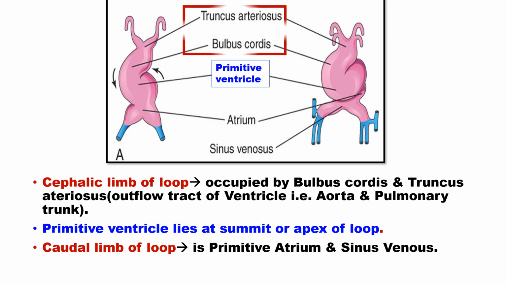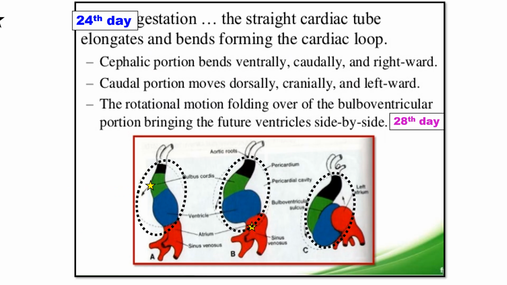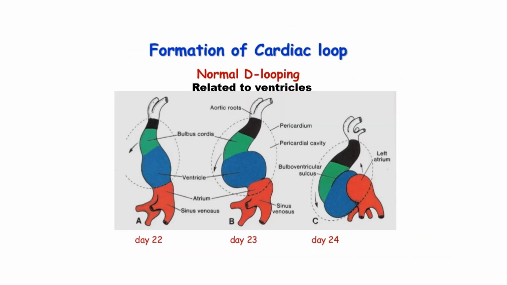defects. The cephalic limb of the loop is occupied by the bulbus cordis and truncus arteriosus. The caudal limb of the loop is represented by the primitive atria and sinus venosus. The primitive ventricle lies at the summit or apex of the loop. By the 24th day of gestation, the straight heart tube elongates and bends, forming the cardiac loop. This rotational folding brings the future ventricles side by side. Formation of cardiac loop: normal D looping, which is related to the ventricles.